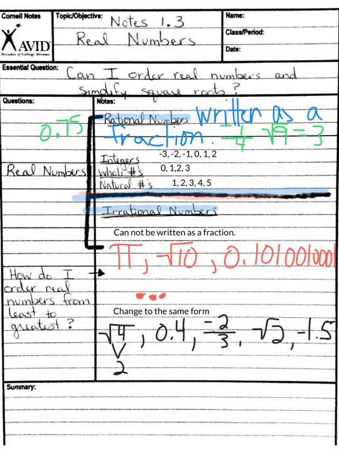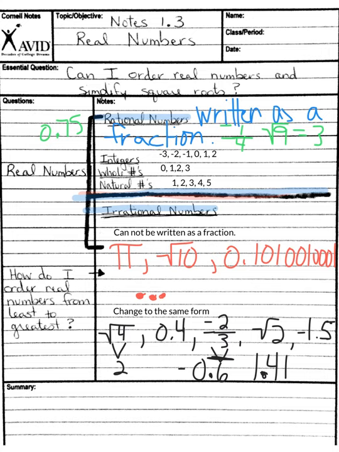0.4, it's already in decimal form. It's 4/10. Think of it as like 40 cents. Negative 2/3, if you divide that on your calculator, you get negative 0.6 repeated. It's going to go on forever, but it's repeated and it's written as a fraction, so technically it's a rational number. The square root of 2, if you do that one on your calculator, we get, I'm going to round it, 1.41. And negative 1.5 is already in decimal form.